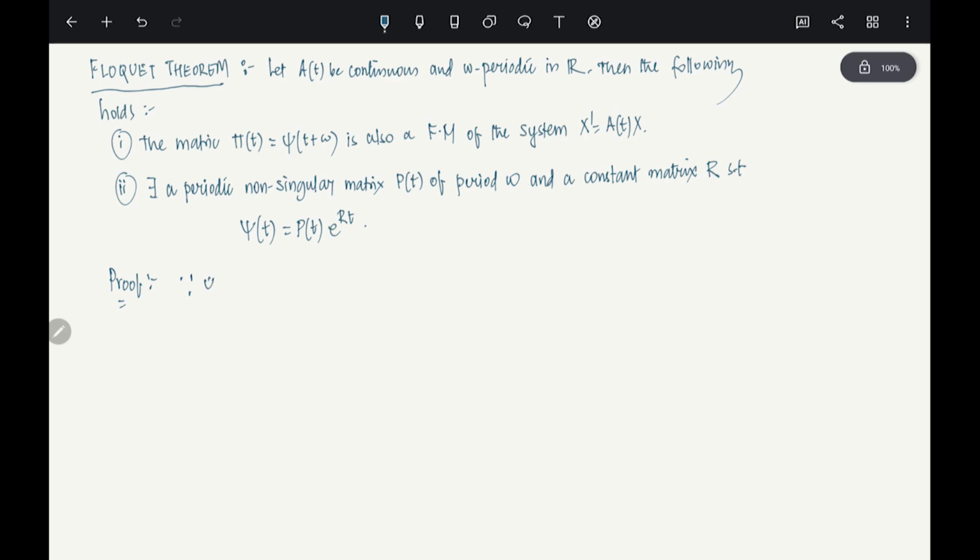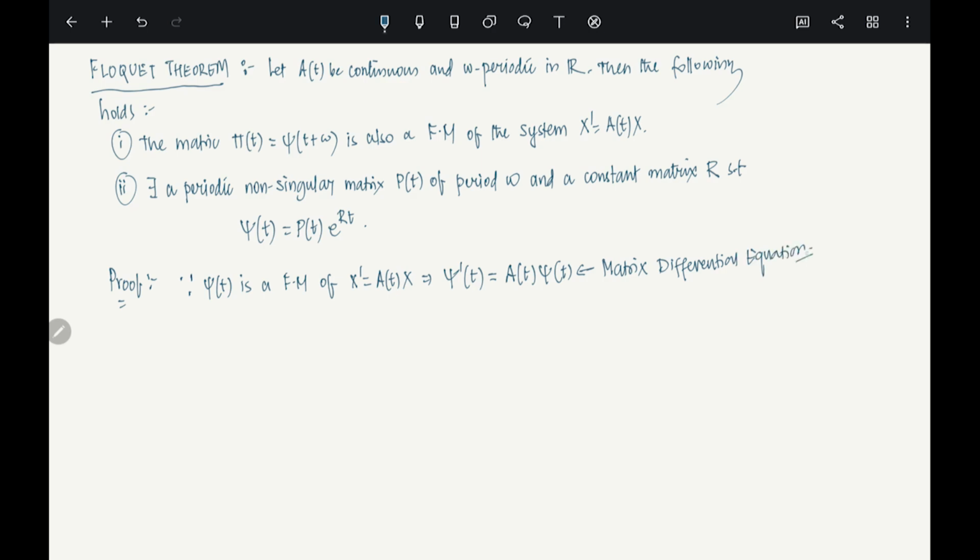Okay, so what is the proof? Since phi of t is a fundamental matrix of the differential equation x prime equals A(t) times x, that's what we are assuming, that will imply that phi prime of t satisfies the matrix differential equation. You remember that, right? So phi prime of t equals A(t) times phi of t. Please remember, this is a matrix differential equation, not your usual one. Phi prime of t is also a bunch of matrix entries, an n cross n matrix, and A is n cross n, phi is n cross n. So basically both sides are n cross n matrices. This is a matrix differential equation, not your usual one, please remember that, clear?